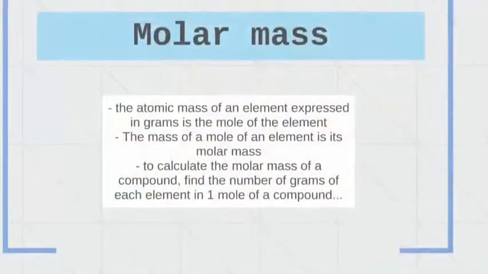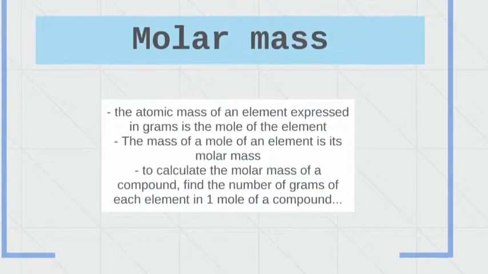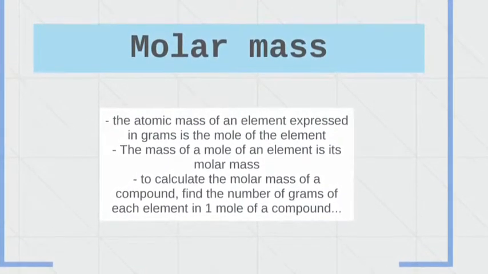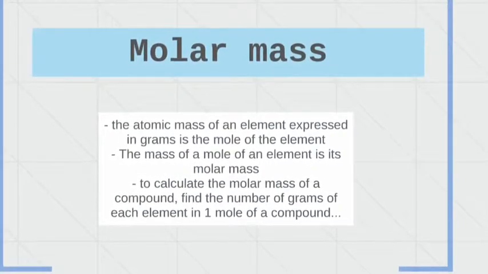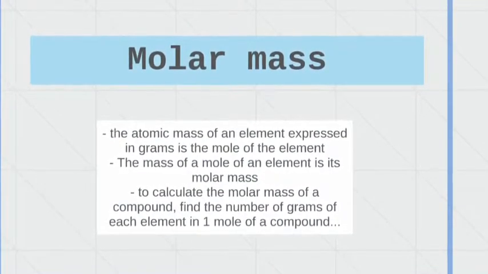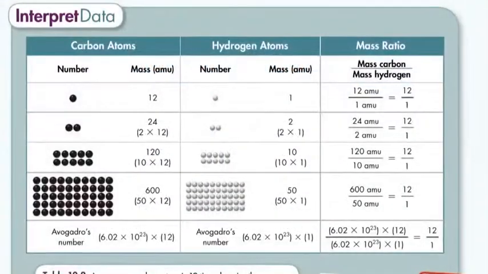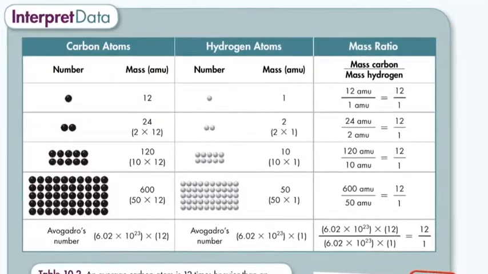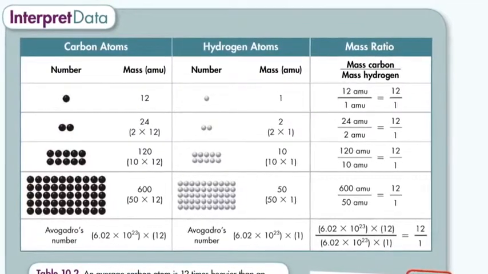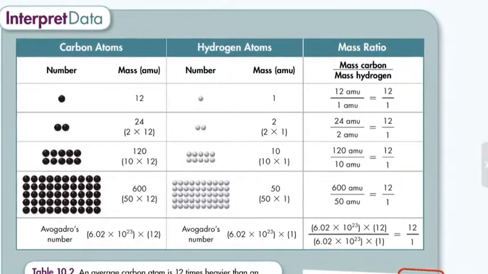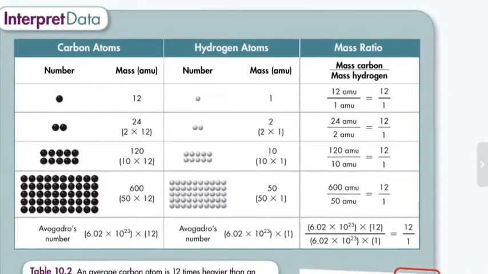Hi, I'm Jenna Copley, and I'm doing molar mass. The atomic mass of an element expressed in grams is the mole of an element. The mass of a mole of an element is its molar mass. This table shows that an average carbon atom with an atomic mass of 12 AMU is 12 times heavier than the average hydrogen atom with an atomic mass of 1 AMU.